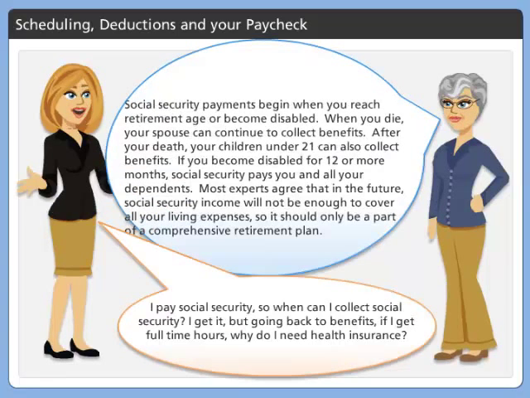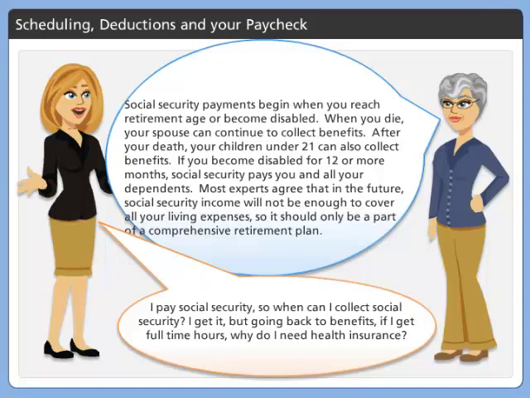I pay Social Security. So when can I collect Social Security? Social Security payments begin when you reach retirement age or become disabled. When you die, your spouse can continue to collect benefits. After your death, your children under 21 can also collect benefits. If you become disabled for 12 or more months, Social Security pays you and all your dependents.